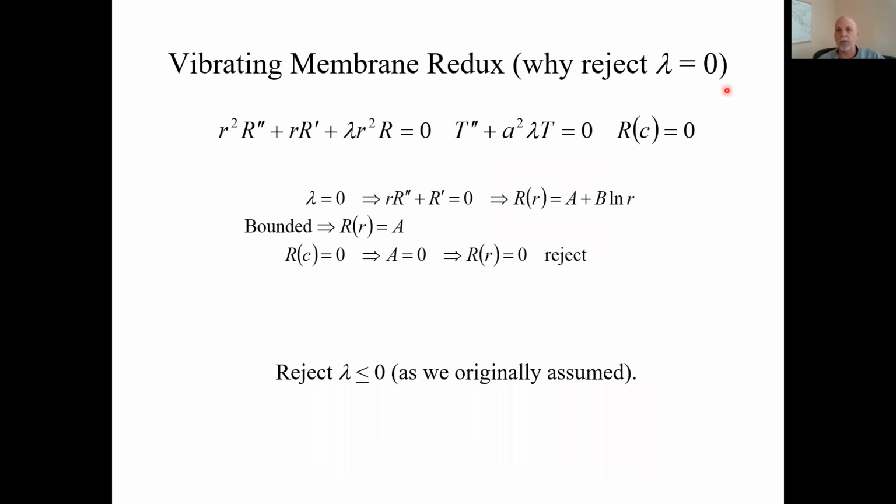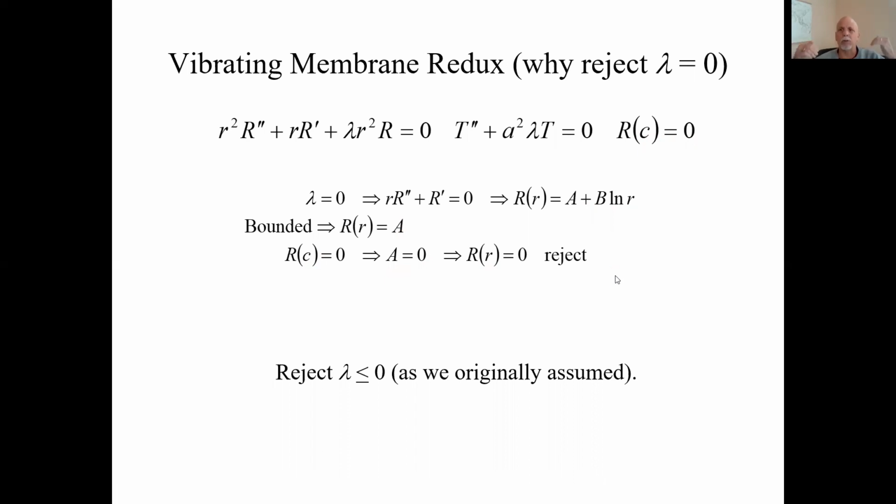Now let's look at lambda equals 0. Lambda equals 0, this is our equation. Use our formula sheet that has this general solution. Boundedness says at r equals 0, this thing blows up, so we had to set the log coefficient to 0, so R is just a constant. And if the other boundary condition, out at the edge, is 0, that means a equals 0, so we reject it as well.